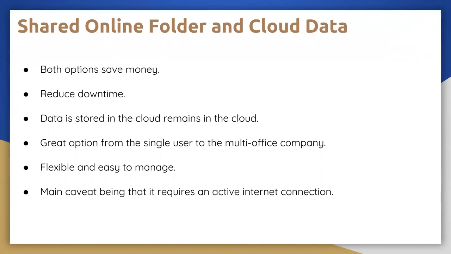The main caveat for shared online folder and cloud data is that it requires an active internet connection. That's key. So if you have shoddy internet, that might be your deterrent. There are alternatives. You can tether a phone if you need a momentary connection just to get something done real quick. There are things like 4G modems, which basically take a SIM card. You pay for a data plan, and if you lose internet, you can just connect to that and continue working. So there are ways around it if you're going to be on the road and worried about your connection, or if you're worried about your internet going down momentarily. There are solutions to those particular issues.